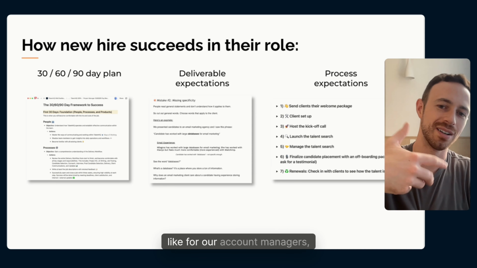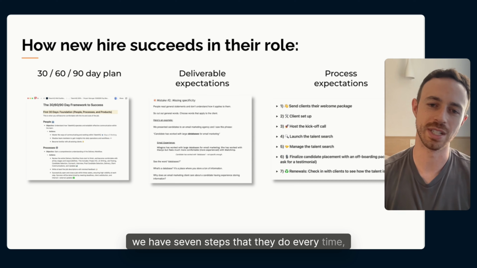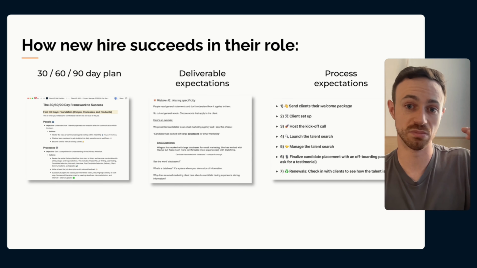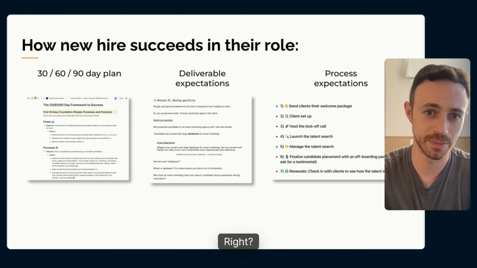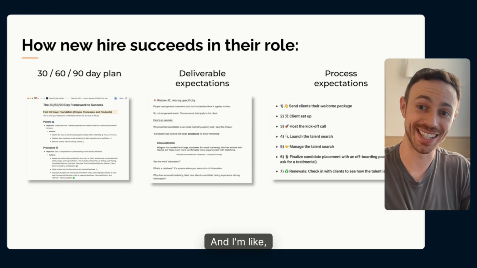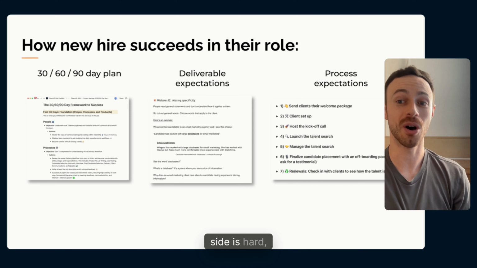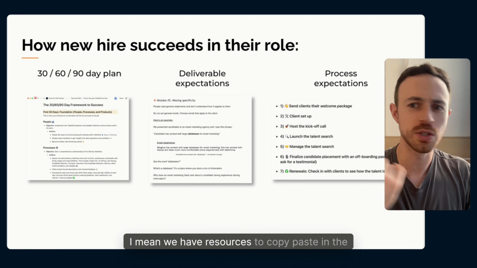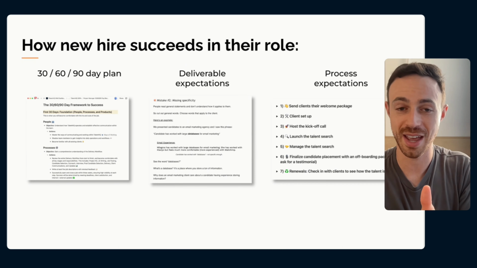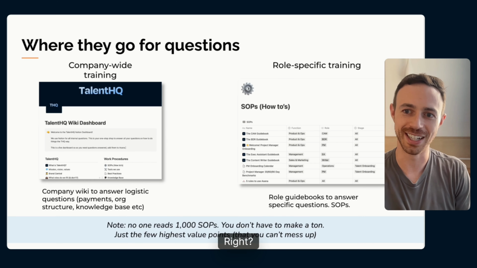In this case, for our account managers, you're looking at a screenshot of account managers here. We have 7 steps that they do every time we onboard a new client, and we explain what we expect out of each of the 7 steps. Cool. As you're listening to this, you're like, Brian, this is a lot. And I'm like, yes, because onboarding, taking expectations of success from your head and putting them in the talent's head, is hard. And we have resources to copy and paste in the business to make it easy for you. But a lot of people rush and skip all of this and then get surprised that the talent has no idea how to execute what they need to get done.